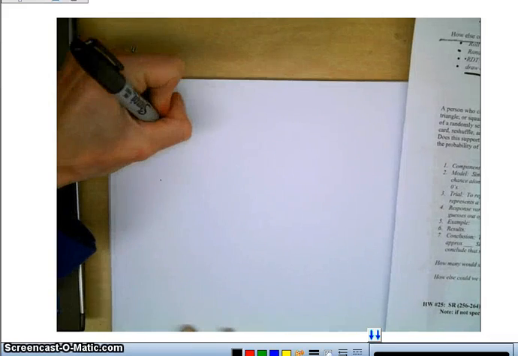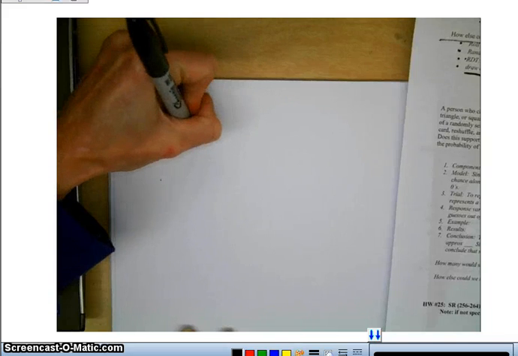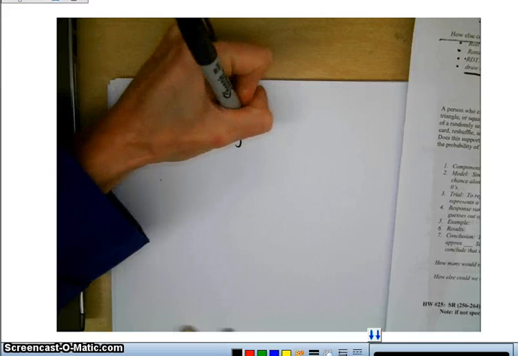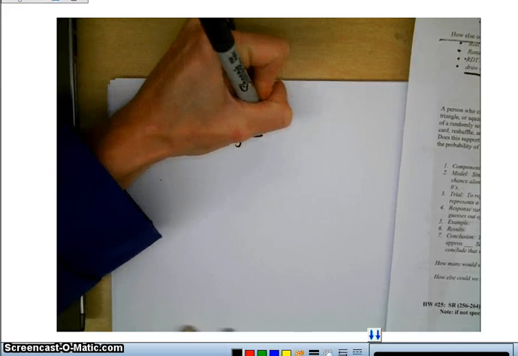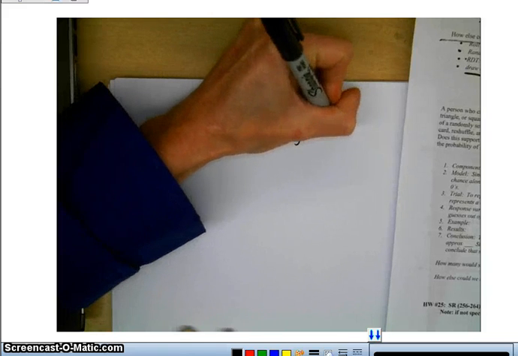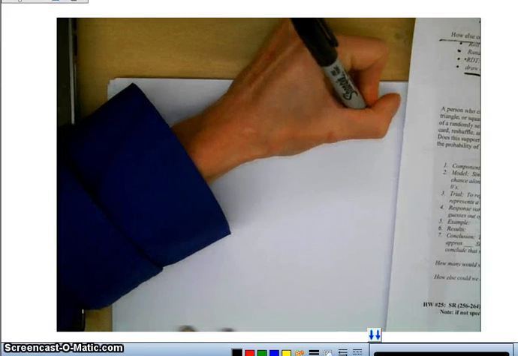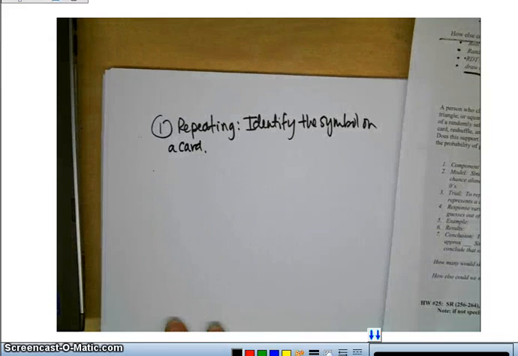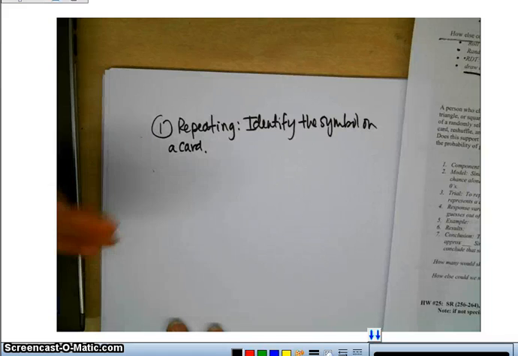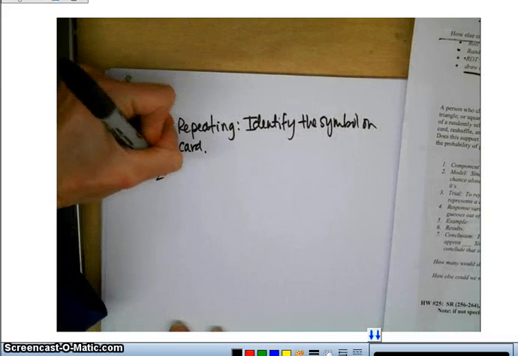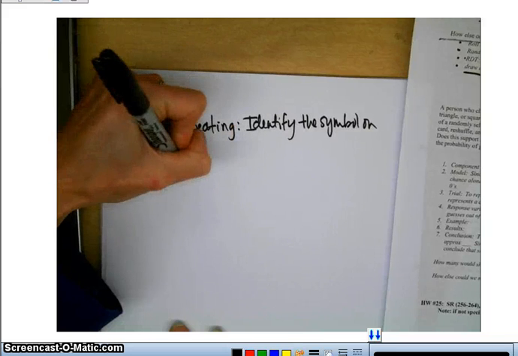Alright, so what are we repeating? So step 1, we're going to simulate this. We are repeating identify the symbol on a card. That's what we're repeating. That's what we are pretending to be. That we're simulating being the person that claims to have ESP, and we're going to identify the symbol on the card.